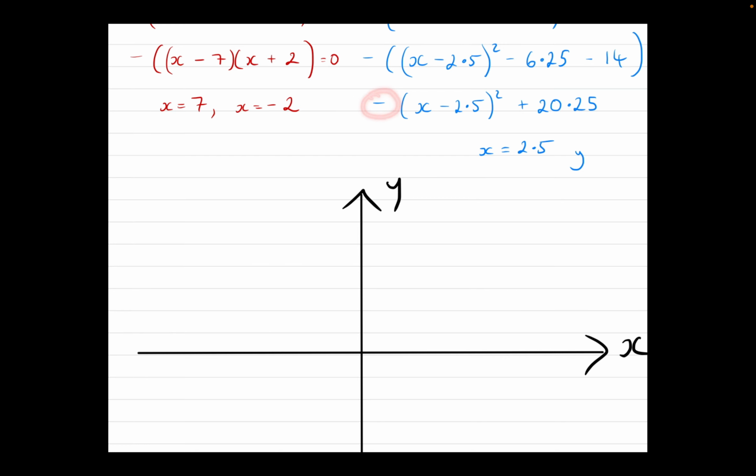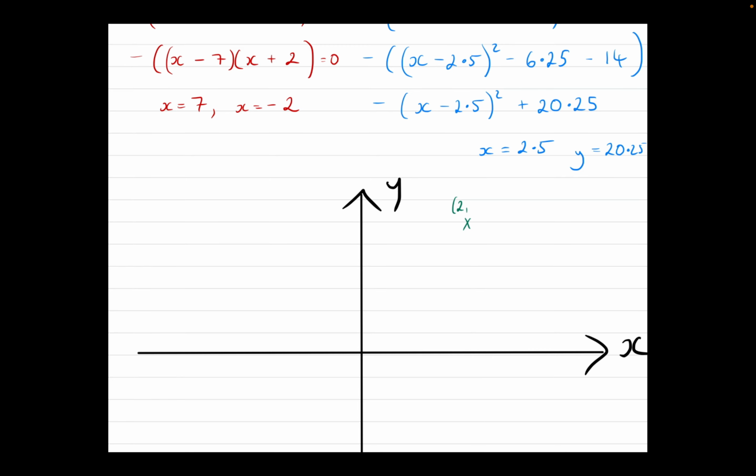That minus doesn't do anything except it changes the direction of that parabola. So it's not a U-shaped, it's going to be like an N-shaped graph. And 20.25 is what is left, or positive 20.25. So I'm going to go and plot that, 2.5 and 20.25.